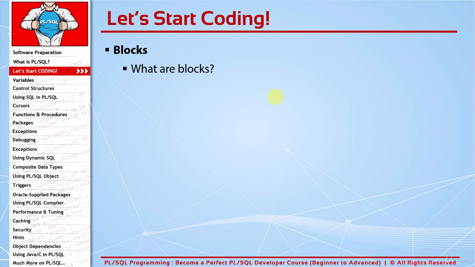Blocks are the executable code groups that are inside begin and end keywords. While we start coding, the first thing we need to know is everything will be between begin and end keywords. But there are two different keywords that we need to know: declare and exception sections. Let's explain them one by one.